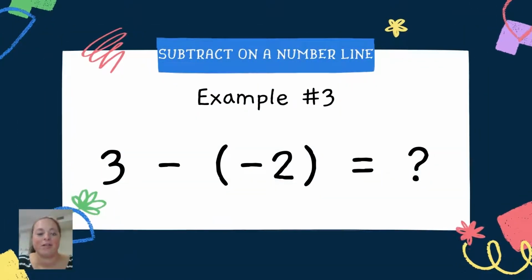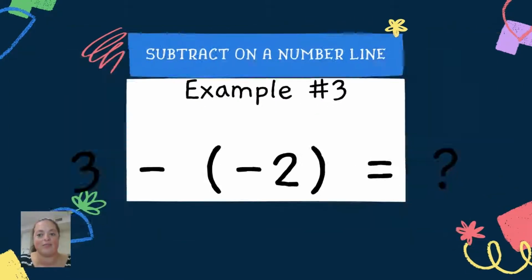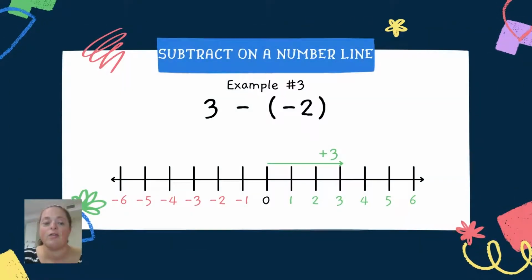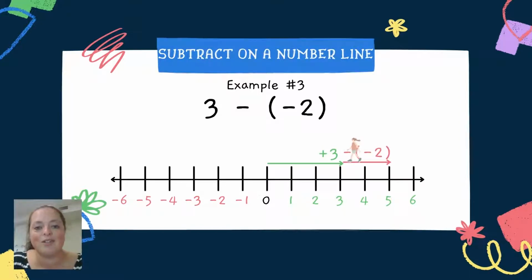Example 3 is 3 minus negative 2. So this one's going to challenge your brain a little bit. Stick with it, you'll get it. We start just like we have in all the other problems. We go from 0 to positive 3. Now when we subtract negative 2, that's when it's going to get a little bit tricky.